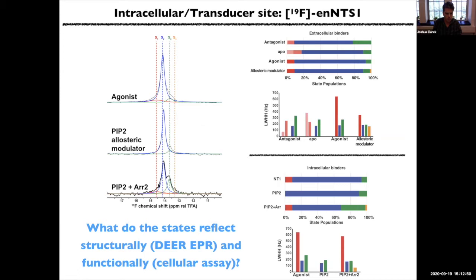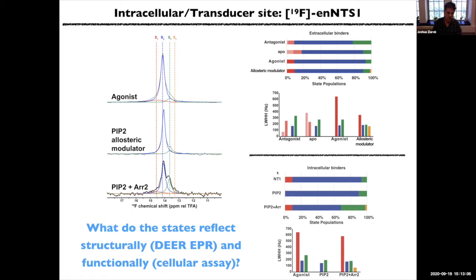But Austin did go ahead and throw in some transducer molecules that bind to the intracellular site, and we do see some pretty substantial changes that are very interesting. We see some large population changes where, when we add in the transducer, state 3 really grows, suggesting that it's the active state.